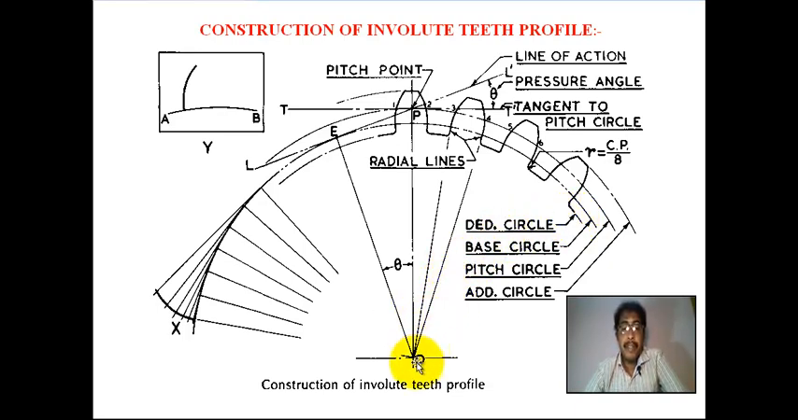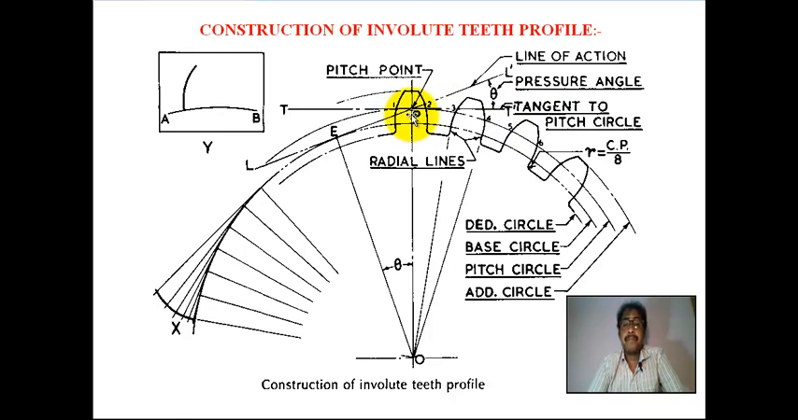Next, this is the x-axis. This is the pitch circle. They intersect at point P. The y-axis also intersects the pitch circle at point P. We draw a tangent. This is the tangent of the pitch circle at point P.